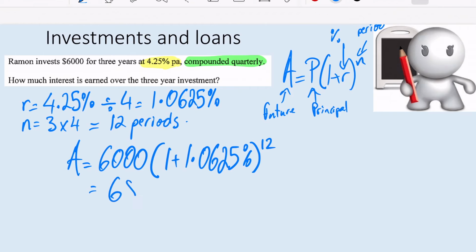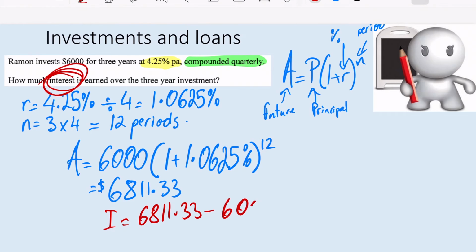Okay, so when I get this answer, I'm going to get $6,811.33. Okay, but remember that's my future value. The question is actually asking me for how much interest. So the interest is your future value, take away your actual principal. Alright, so please be careful, and when you think you've got an answer, go back and reread the question to see if that answer is what the question is asking. Alright, so in this case they're asking for interest, not for the future value, so you need to do just that one extra step.